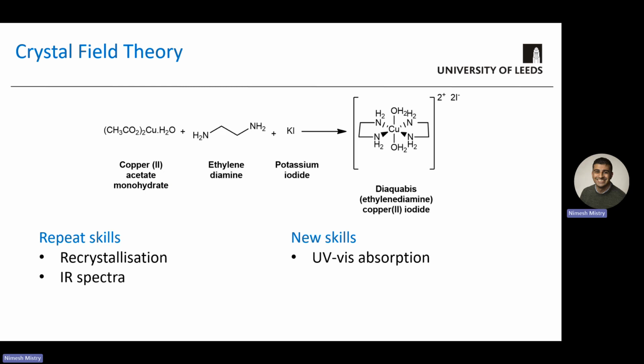Okay, so this is the briefing video for the crystal field theory experiment. The purpose of this experiment is to give you practice of making a metal complex, like this copper complex shown here with ligands surrounding the complex, and to also then use UV-vis absorption to analyze these types of complexes, because UV-vis is the main way in which we can determine what type of ligands we have surrounding a metal.